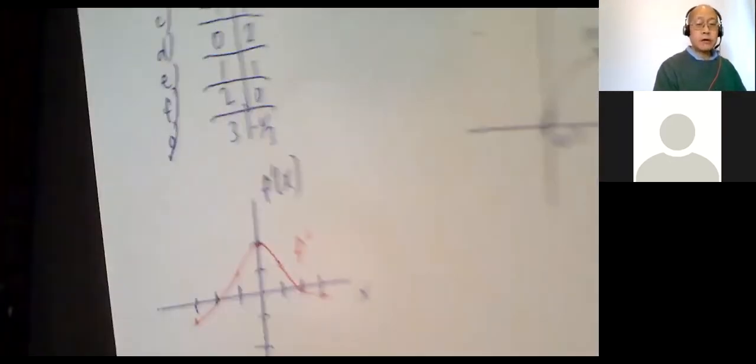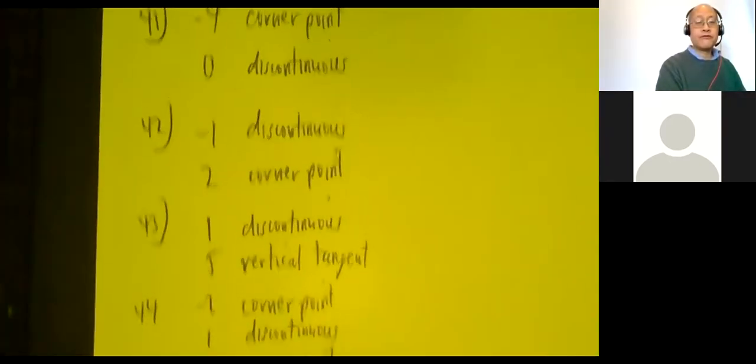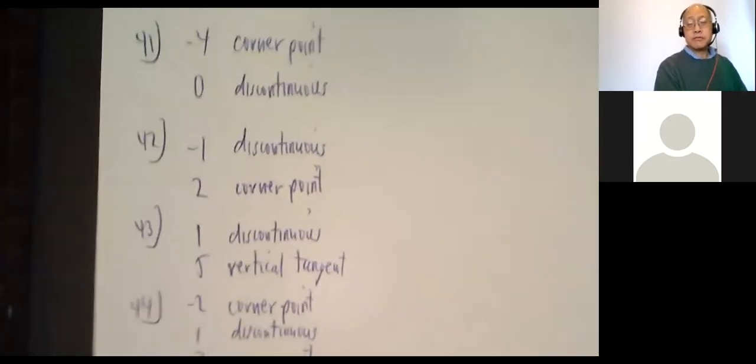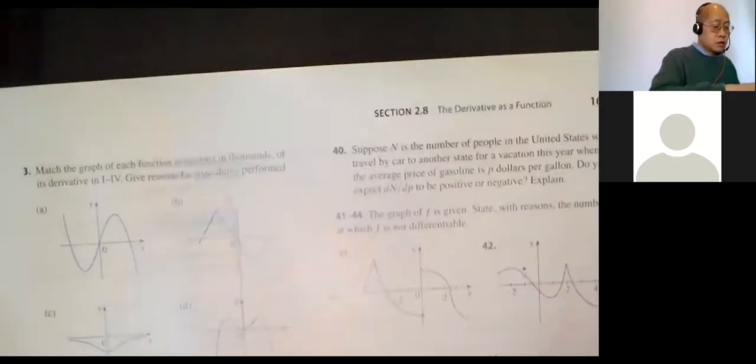All right, I'm going to now jump to 41 to 44 of section 8. Sorry, I know I'm bouncing around, but again, the author, Mr. Stewart, jumps between the limit definition and graphs and so on. So I wanted to do a whole bunch of derivatives yesterday, and today do a whole bunch of graphs. So the last functions, 41 to 44 on 163.